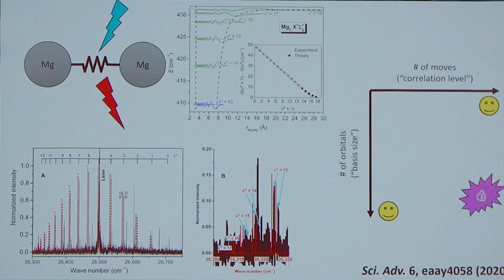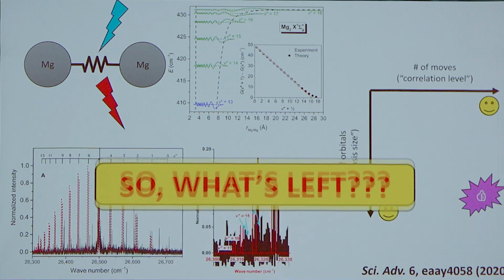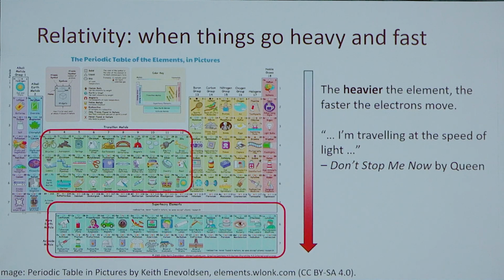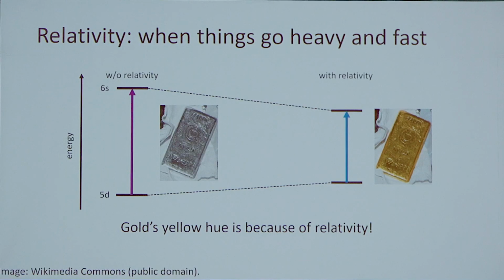So if this can give us very accurate results, what's left? I can tell you what's left. It's relativity, which happens when we go down the periodic table and the atoms become heavier and heavier, and the electrons start moving faster and faster. So as the electron travels faster and approaches the speed of light, then weird things start to happen. For example, with relativity, gold becomes yellow instead of the usual silvery metal color.